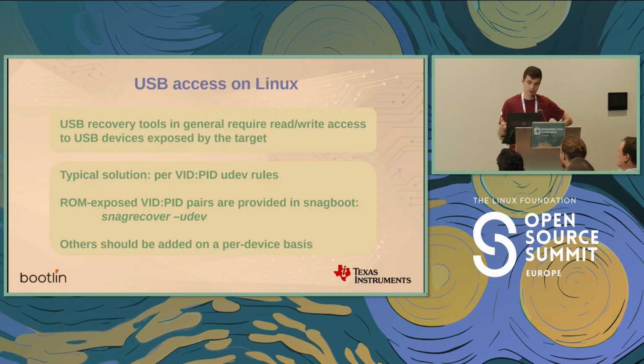For ROM code gadgets, we do have some provided VID-PID lists. So if you run snagrecover with the udev option, you'll get a big udev rule file with all of the basic ROM codes that are available. However, U-Boot gadgets have fully customizable VID-PIDs, so we cannot just put a file with every single VID-PID and give access. That would be a security nightmare.